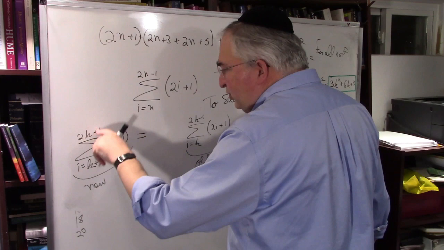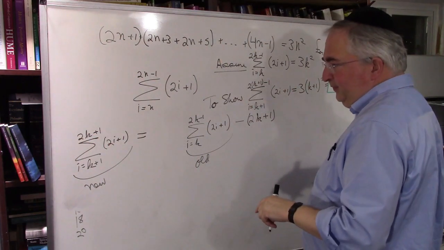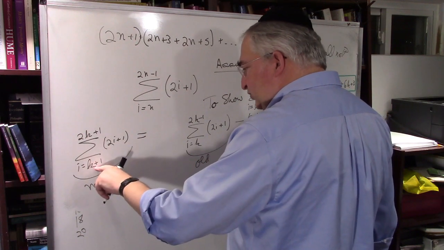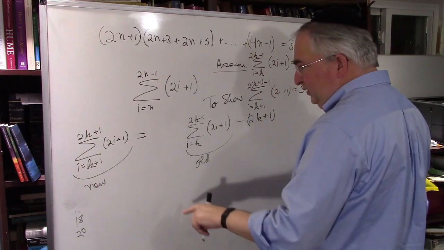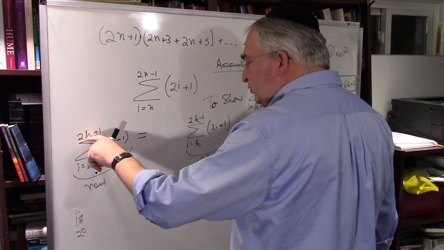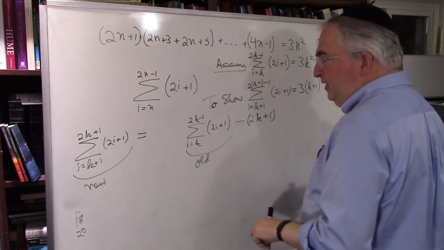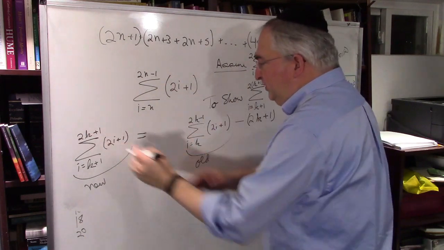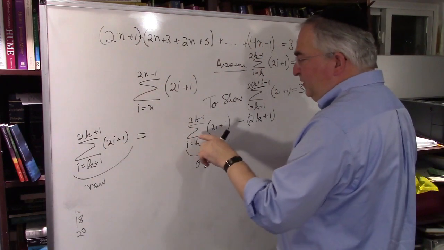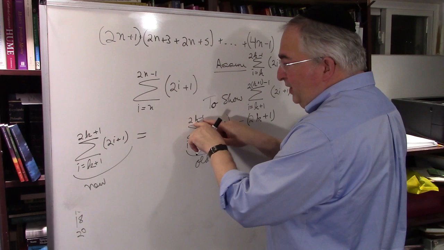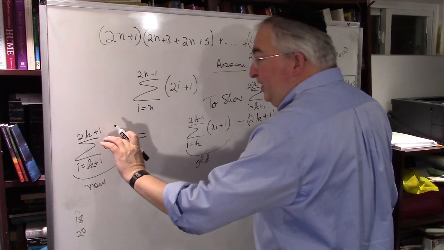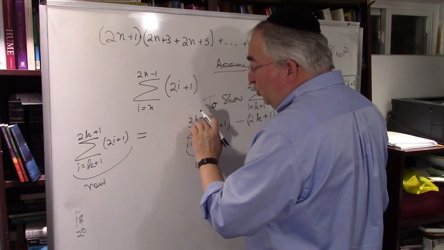He has 2 extra terms that are not in here. He has 1 extra term here, so I subtracted it. But he has 2 extra terms here that are not in here. So let's add them in, because I want to get this guy to equal this. So again, let's see what happens here. He goes all the way till 2k minus 1. So I have to add in the next term, which is 2k.